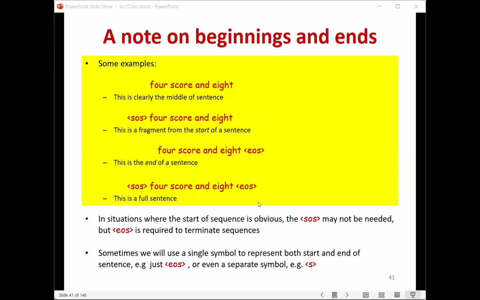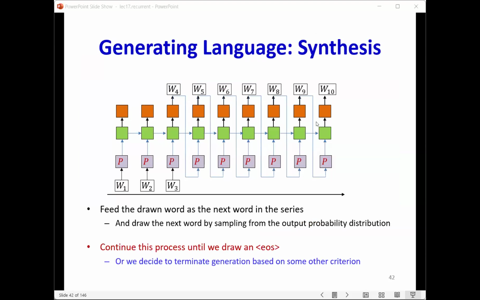So these tags make the beginnings and ends very explicit. And for engineering purposes, you may often not have separate SOS and EOS tags and simply have a single tag for both start and the end. Nevertheless, the key thing is that these terminations and initializations must be tagged. And so when I generate text, I can keep drawing stuff and keep producing stuff until I draw an end of sentence marker, or I might have other criteria. Generate no more than 100 symbols, in which case, I'd use this additional criterion to stop.